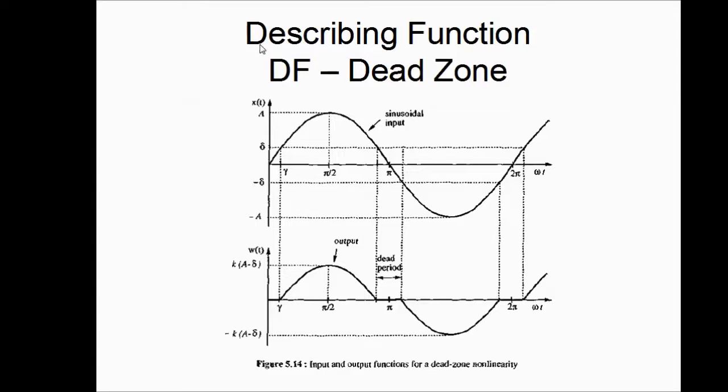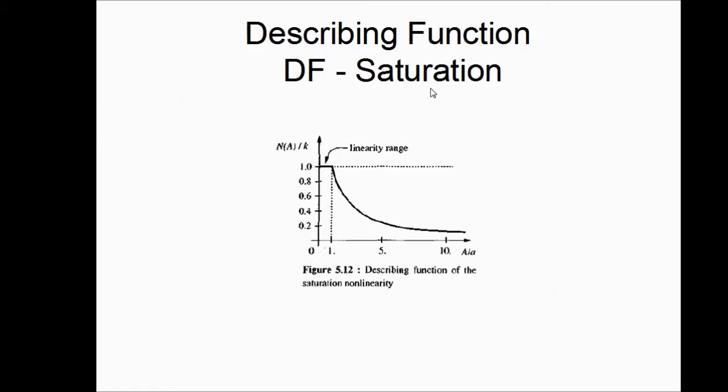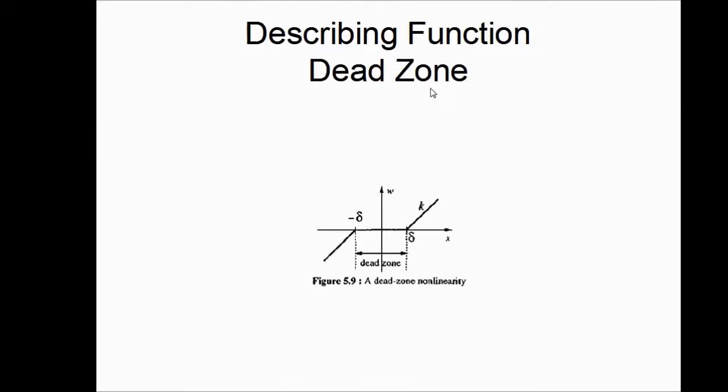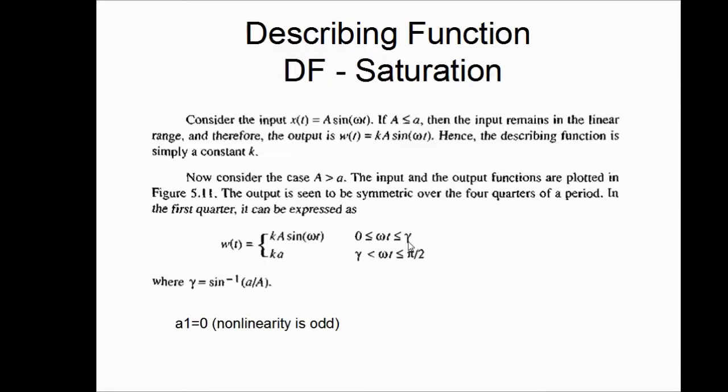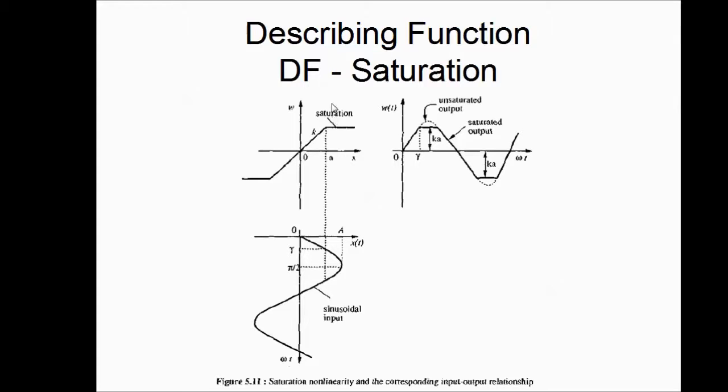Now let's look at the describing function of the dead zone nonlinearity. The graph of the dead zone nonlinearity is this. And to construct the describing function, we need to get the output of this nonlinearity for a sinusoidal input, similar to the one we have done for saturation.